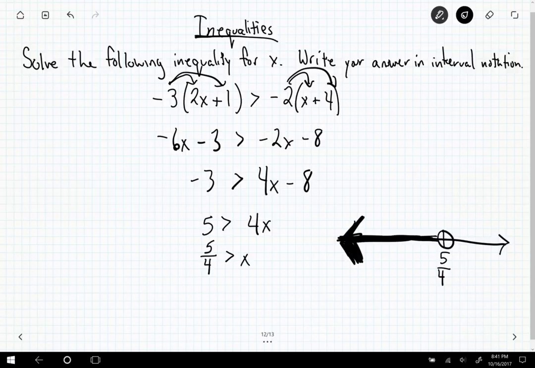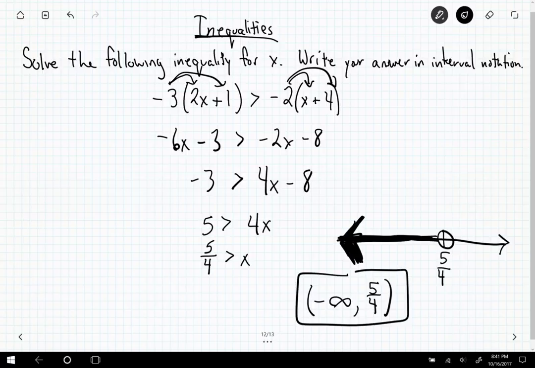Okay. So now to write it in interval notation, how far to the left do we go? Well, we go all the way to negative infinity. Okay. Where do we stop? Well, we stop at 5/4. Now, do we want to include 5/4? Yes or no? Well, notice there's no equal to symbol down below, so no. So that means our solution to this is just the open interval, negative infinity to 5/4.